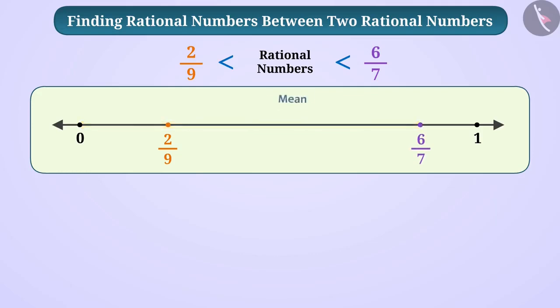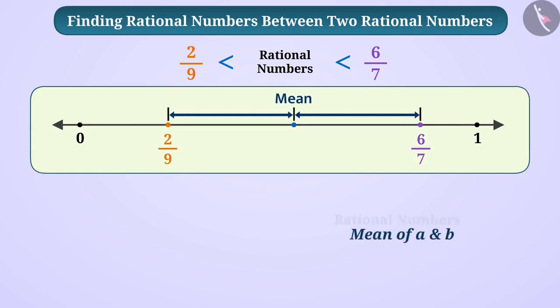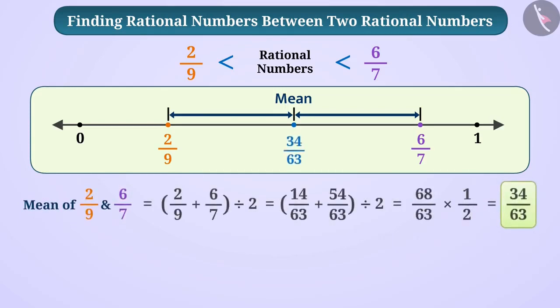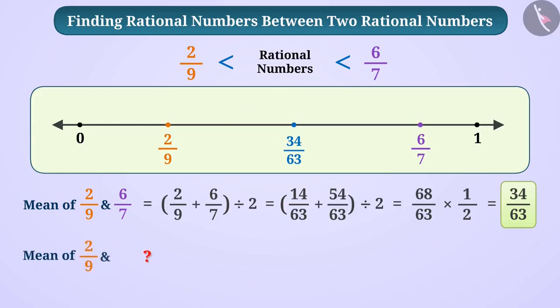Now, we will find the mean of 2 by 9 and 6 by 7. Mean of any two rational numbers a and b is a plus b divided by 2. In this way, we will divide the sum of both rational numbers by 2. Therefore, the mean of 2 by 9 and 6 by 7 is equal to 34 by 63. This is the rational number between 2 by 9 and 6 by 7. In the same way, can you find the mean of 2 by 9 and 34 by 63? Try stopping the video.